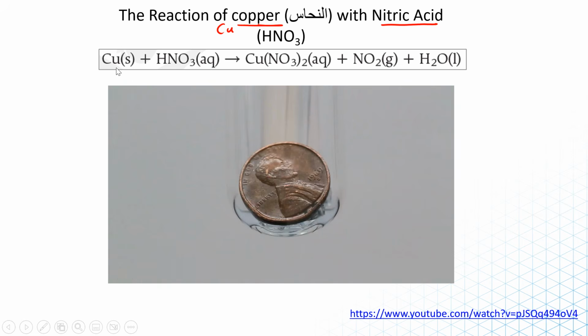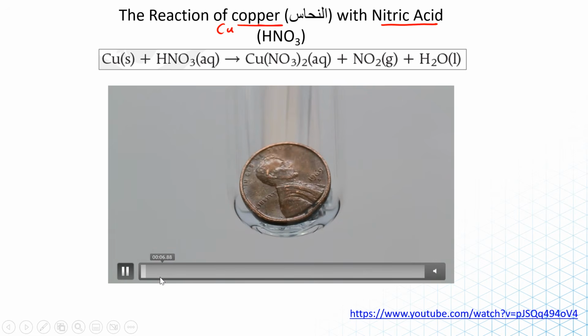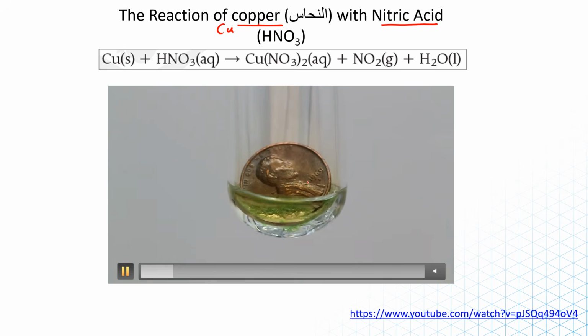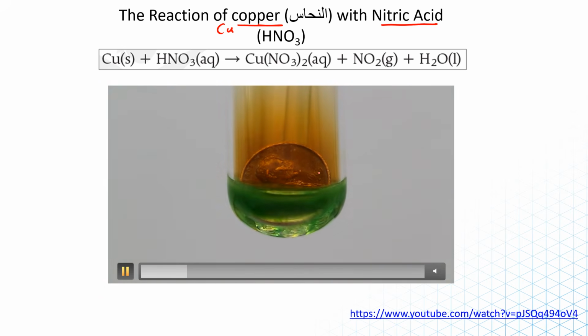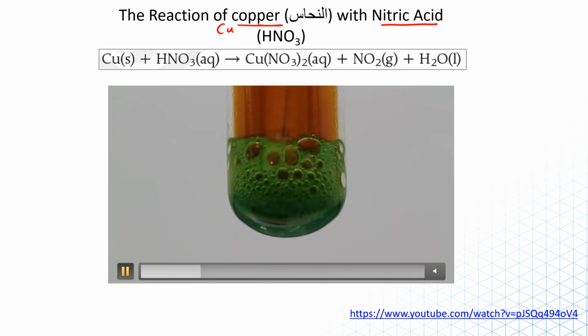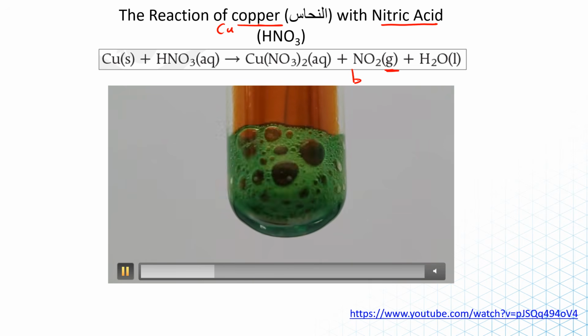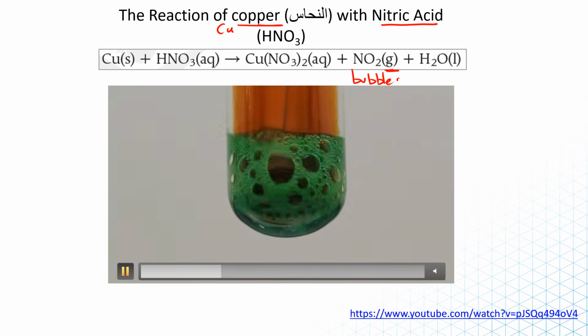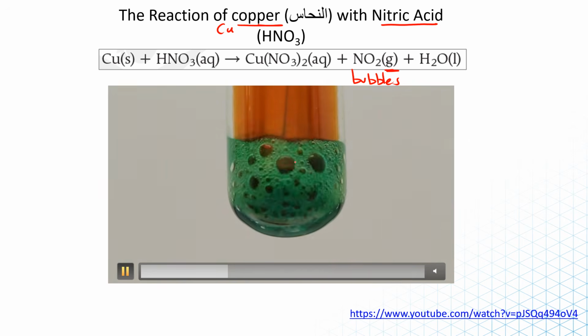Of course the metal piece is copper, and they add the acid to it. So they are going to be adding the acid now. Look what's happening. The color is changing, right? So there is a chemical reaction. Also notice the bubbles. Do you see the bubbles here? A lot of bubbles, right? Because in the products we have a gas. So the bubbles are of NO2. These are the bubbles, okay?